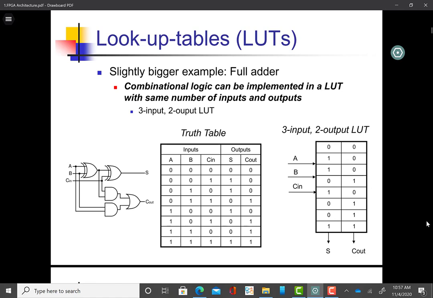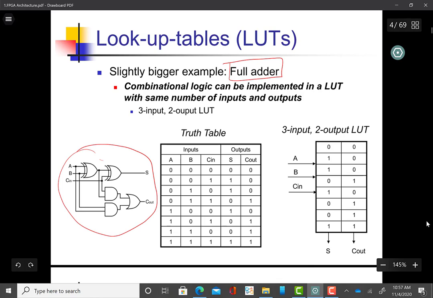Now let's come to a bigger circuit, which is a full adder. Again, this is a combinational circuit, and this is the circuit which is well known to you from your digital logic design course. It has 3 inputs, A, B, C in, and it has 2 outputs, sum and Cout. And this is the truth table. We have 3 inputs and 2 outputs, and we can very easily implement it on a 3 input and 2 output lookup table.